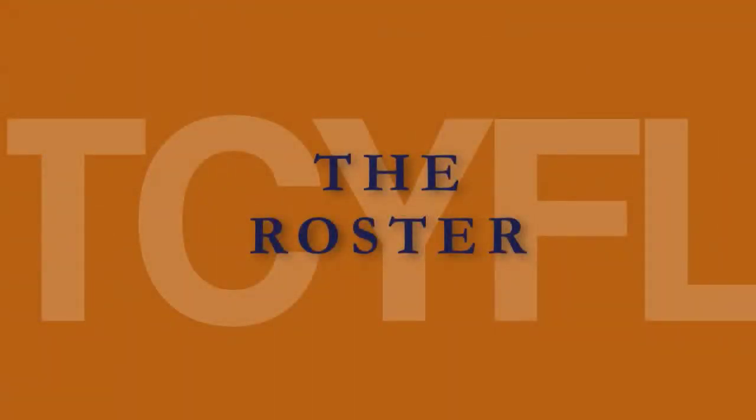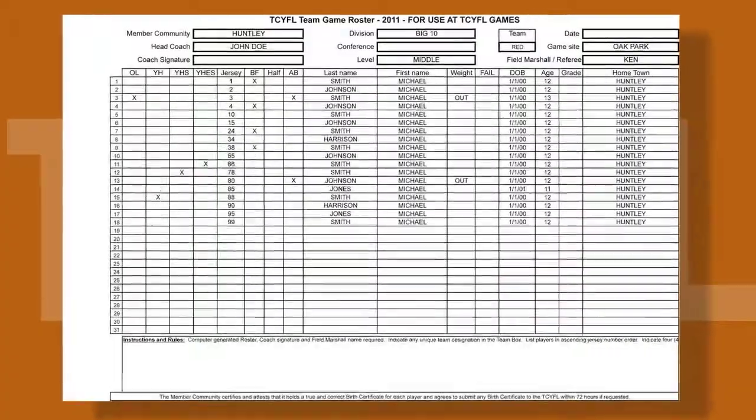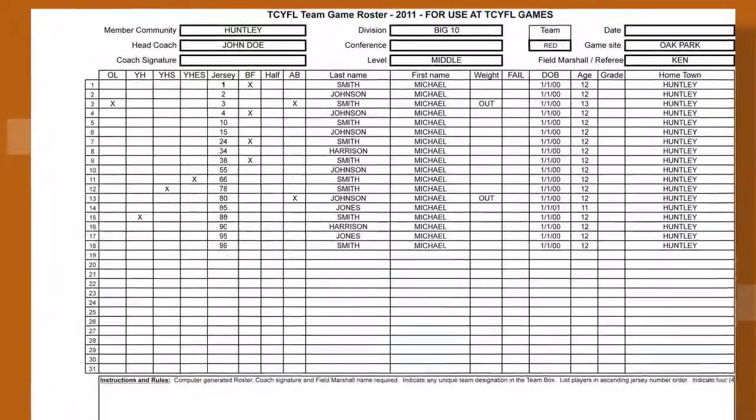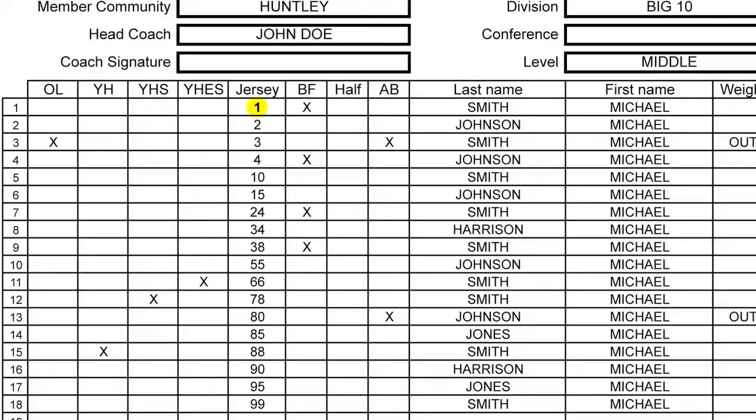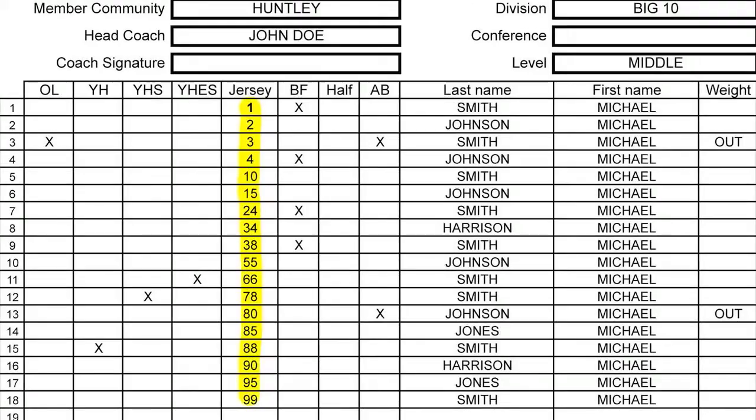Your roster is an important document that needs to be completed correctly. The roster is a record for us to use to understand what happened on that day. Have 3 copies of that roster available. You can never have too many copies of your roster. You want to make sure that your boys are listed in number order from lowest to highest.